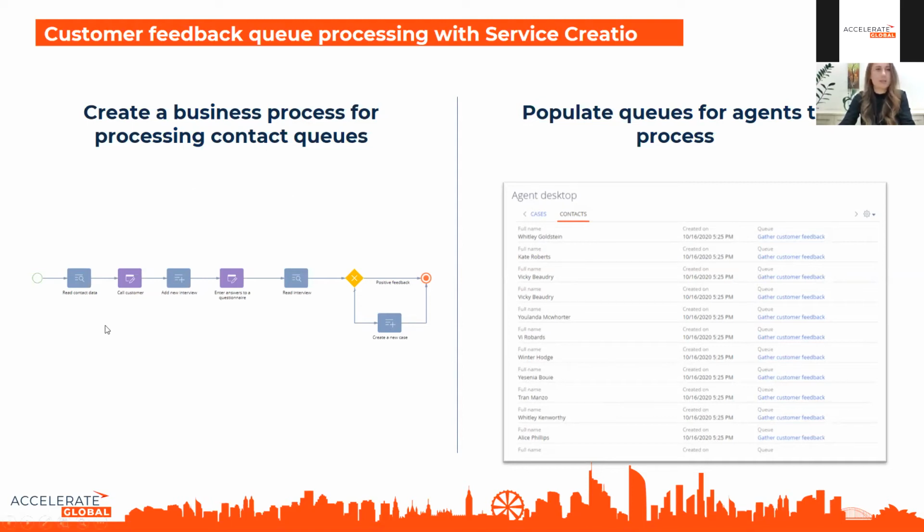So we have our business process in which we're going to be basically opening the page, calling the customer, then entering their feedback, and then based on their feedback, we'll have two flows.